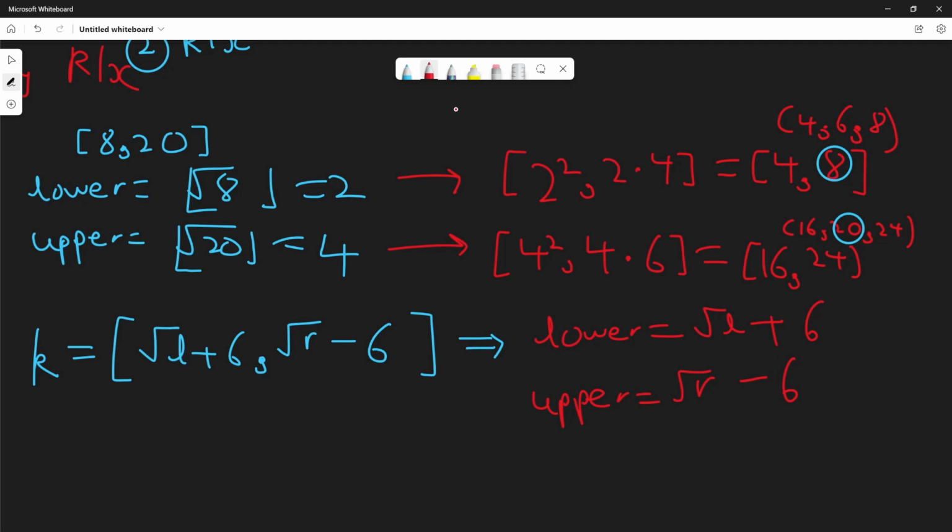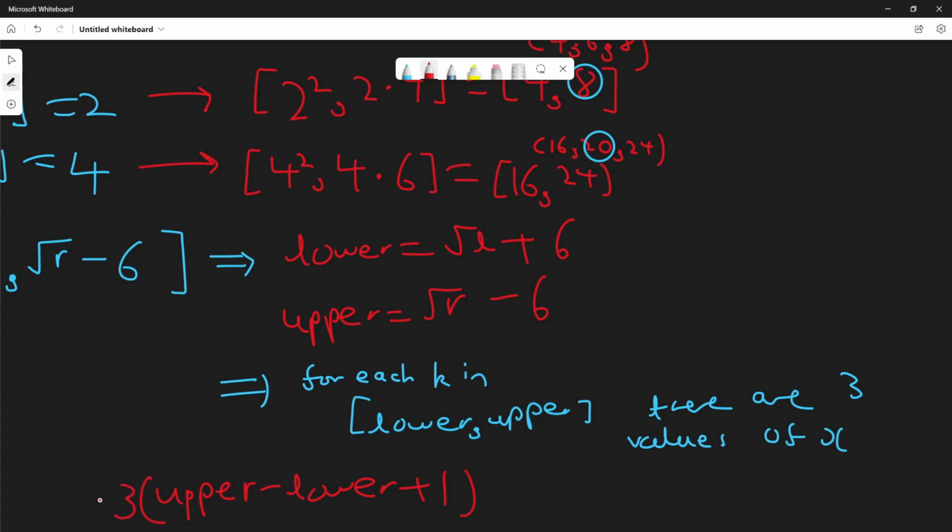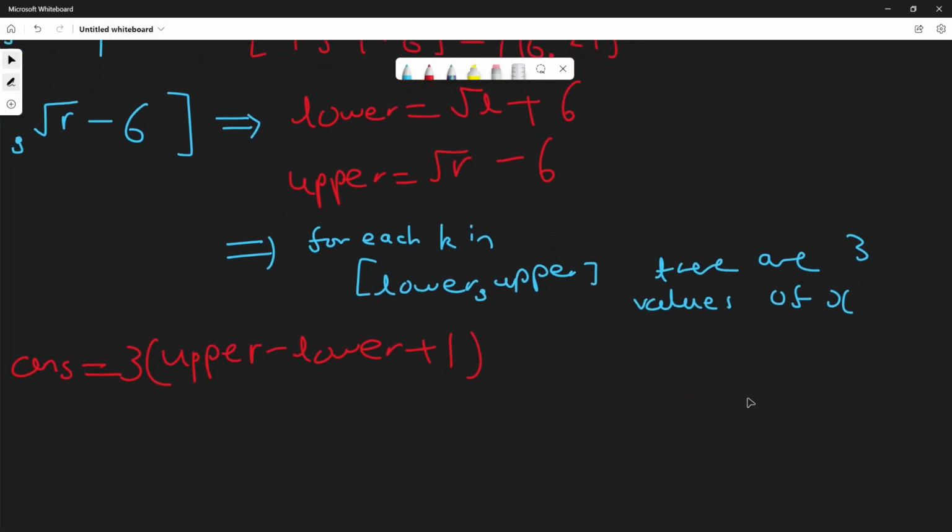So in this case, we know that for each k in lower bound to upper bound, there are going to be three values of x. There are three values of x, and that basically means that we can just use the number of elements in the range lower to upper. So the number of elements in the range lower to upper is upper minus lower plus 1. So we can use upper minus lower plus 1 into 3 as the initial value of answer. So the answer is initialized to this, and now once we have figured out that the answer is this, we can check for the border cases.